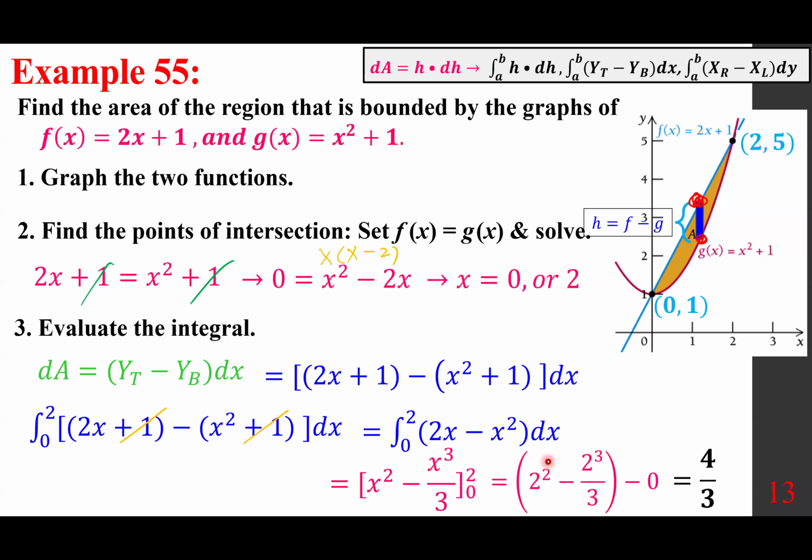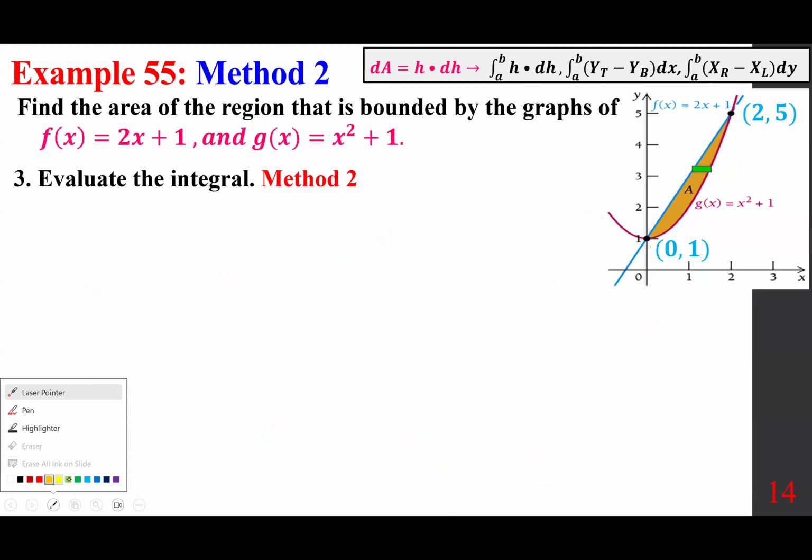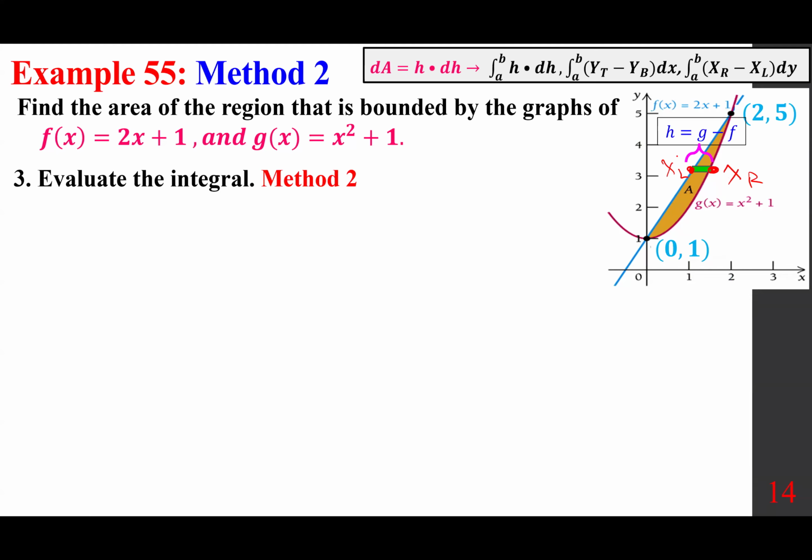Now, what's interesting about this, we can do the second method as follows, because you may notice that the line is completely above the curve on the one hand. On the other hand, the curve is completely on the right side of the line. So you could use it that way. So this distance, okay? This is x on the right, this is x on the left, okay? So in other words, g minus f.